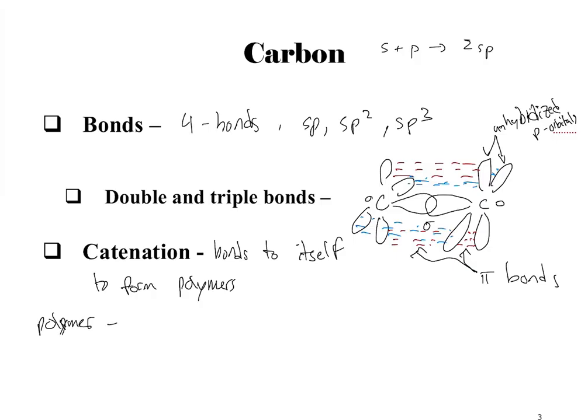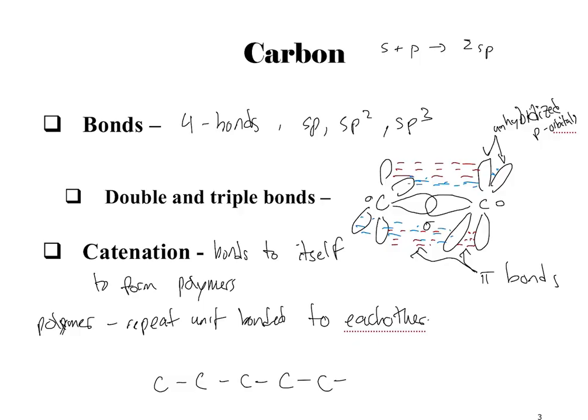So a polymer is just a repeat unit of things that are bonded to each other. So what that means, for example, a very simple polymer would be polymethane or polyethane, which is just carbon. It'd be a chain of carbon atoms. And it goes on. These are usually very large.